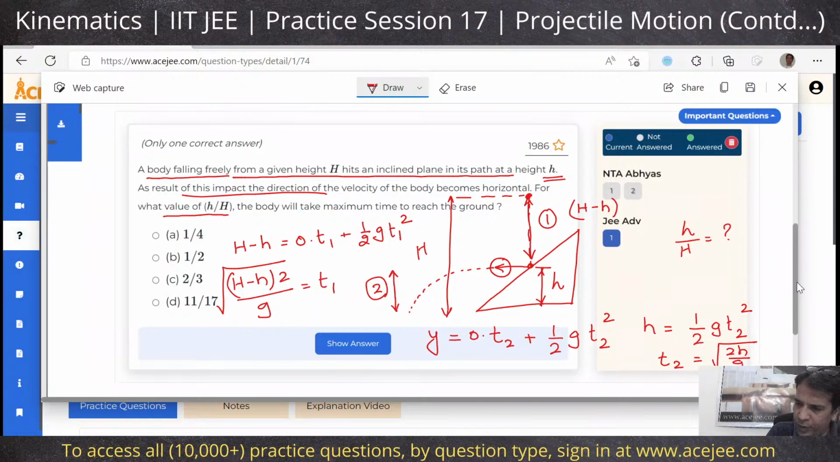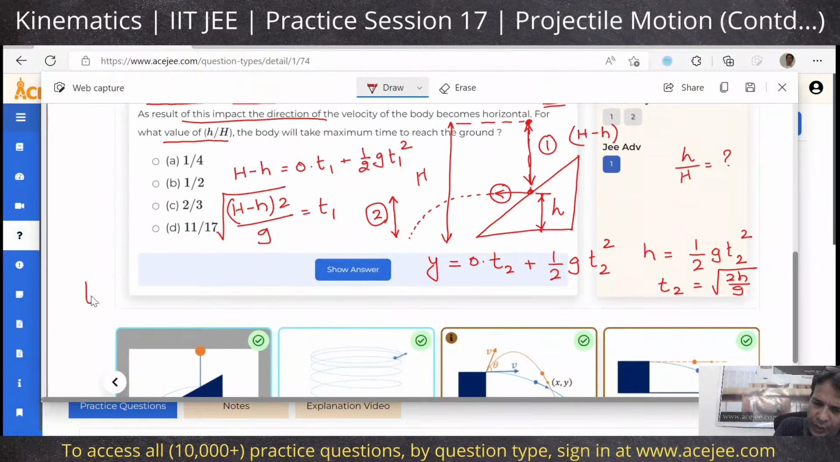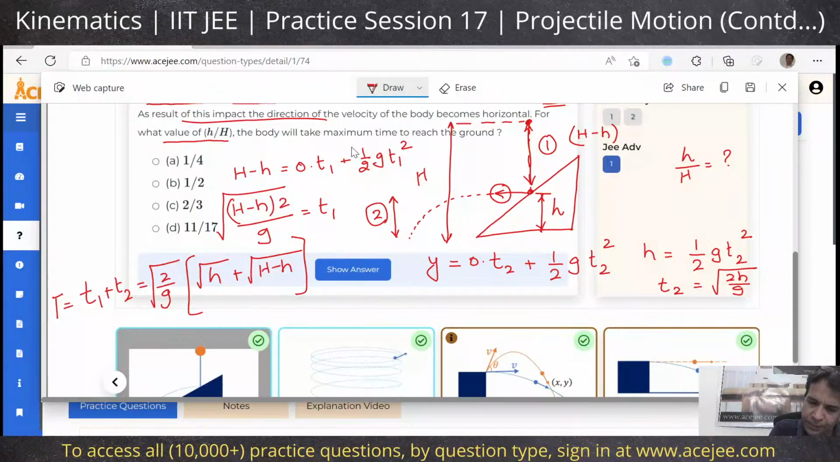Now, what is the total time? Total time is t1 plus t2. I'm going to take the square root of 2 by g out from both the terms. So we get square root of h plus square root of H minus h. We want this total time to be maximum.